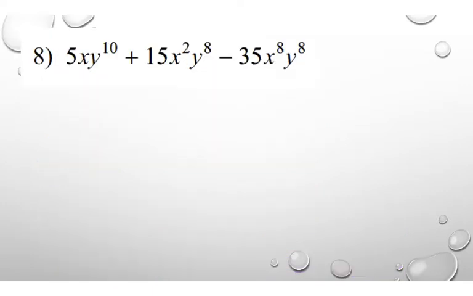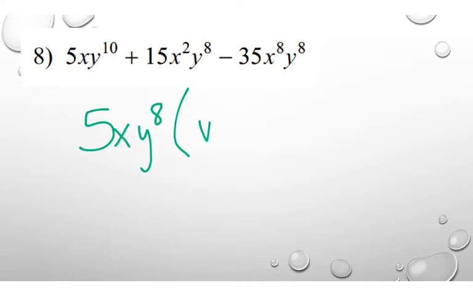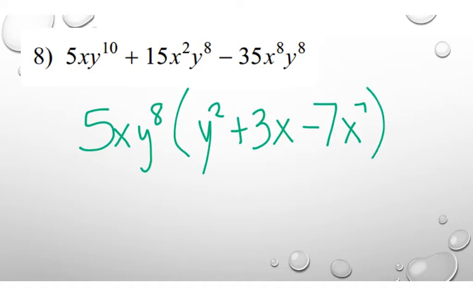Okay, the next one, number 8, I want you to pause the video and you try this one. Okay, the GCF on this one you should have gotten is 5xy to the 8th power. So if you didn't get that GCF right, then you're going to have it factored wrong. So that little piece of getting the GCF is really important. Okay, 5xy to the 8th times 3x, and 5xy to the 8th times negative 7x to the 7th. And that will be it.